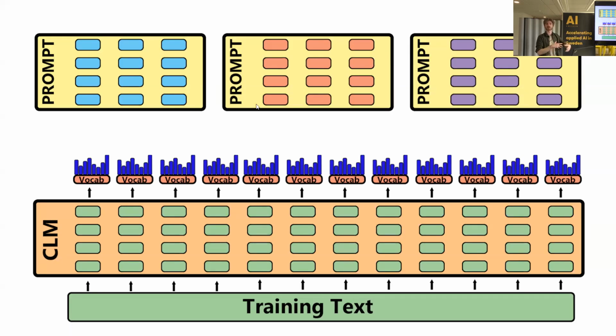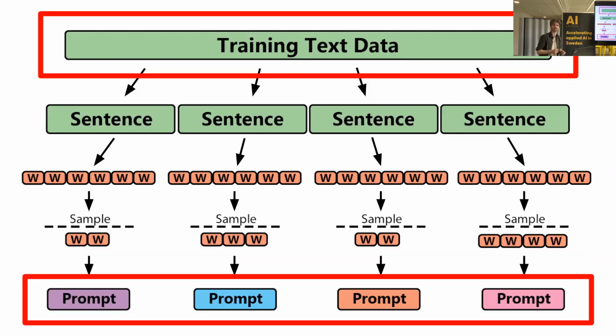So you're still going to predict the next word, but you now have these prompts that tell you like, oh, in the next sentence, I want you to include the words A, B, and C.